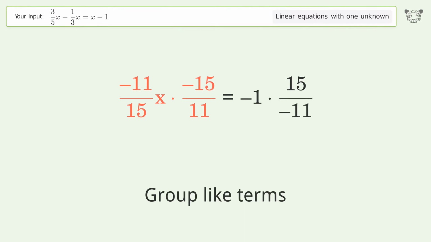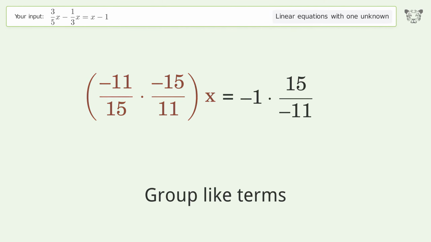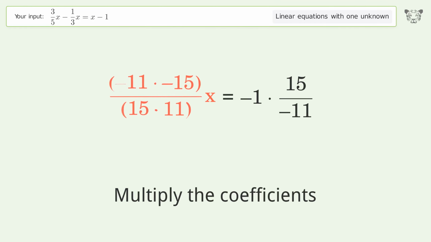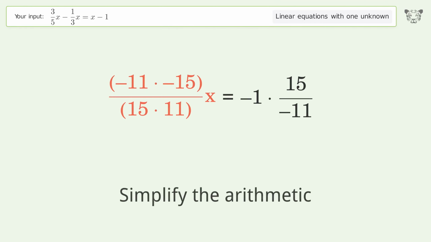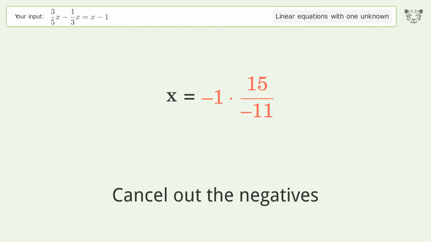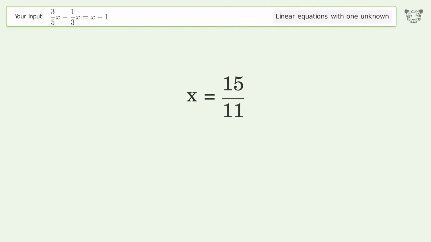Group like terms. Multiply the coefficients. Simplify the arithmetic. Cancel out the negatives. And so the final result is x equals 15 over 11.